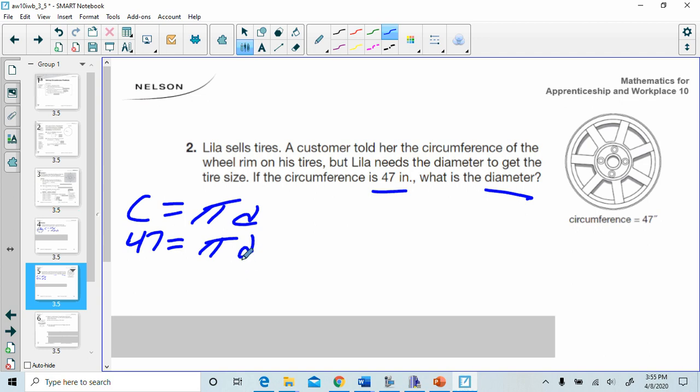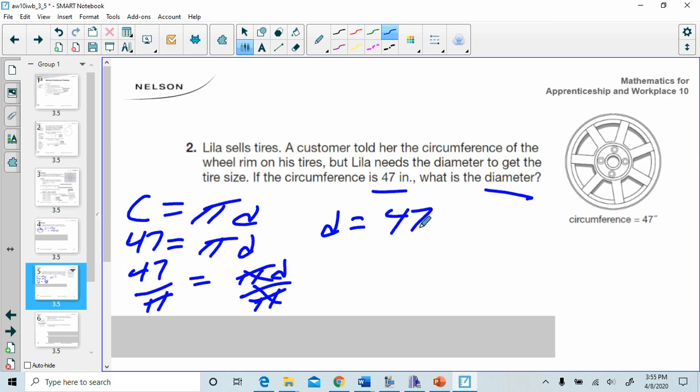Okay, so we're going to isolate the d variable. So we're going to divide both sides by pi. So I'll just do that over here. 47 over pi. And remember, if you divide by pi on one side, you must also divide by pi on the other side. The pi's divide out, giving you 1 times d. So diameter will equal 47 over pi.